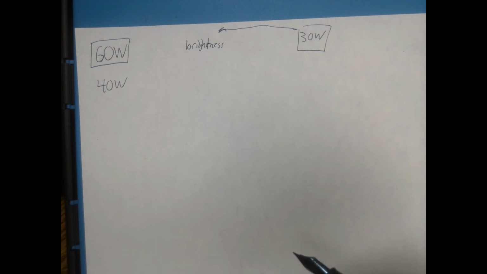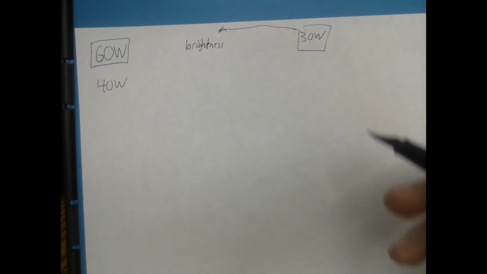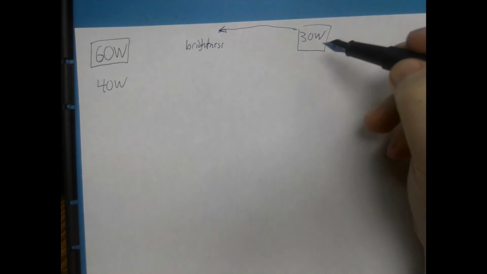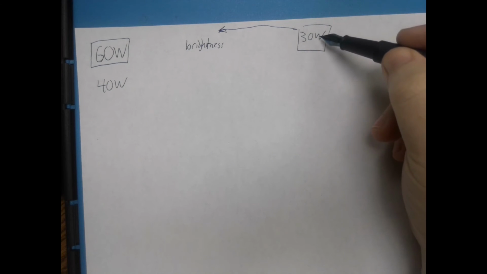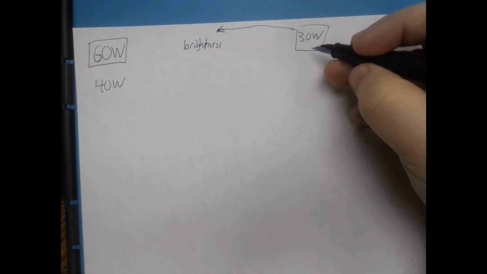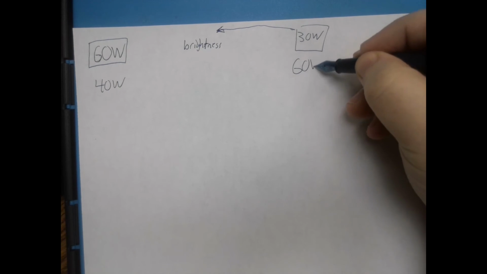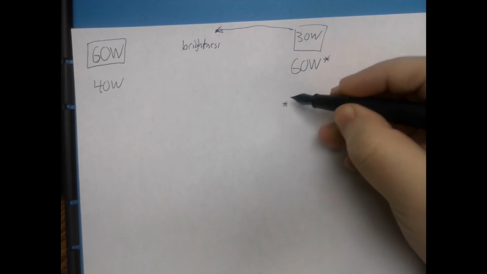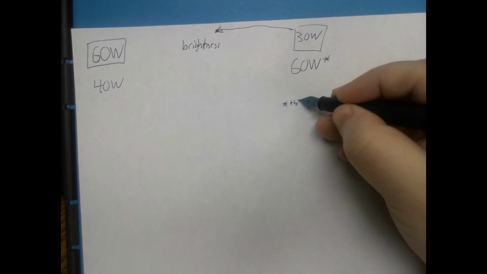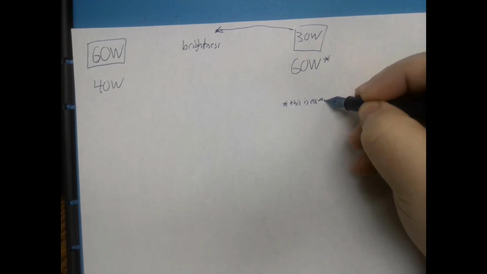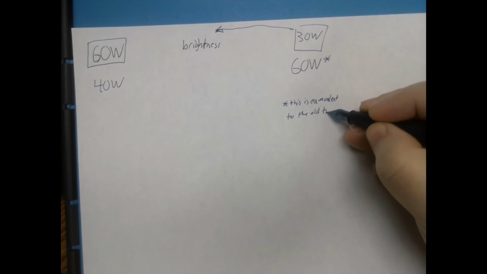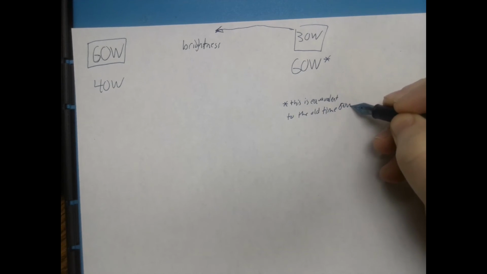A lot of consumers are not very intelligent. There you go, right? When it comes to making decisions. And so in order for this guy to sell his light bulb, what he did was say, this is 60 watt asterisk. And if you read the small print, it says, this is equivalent to the old time 60 watt light bulb in brightness.